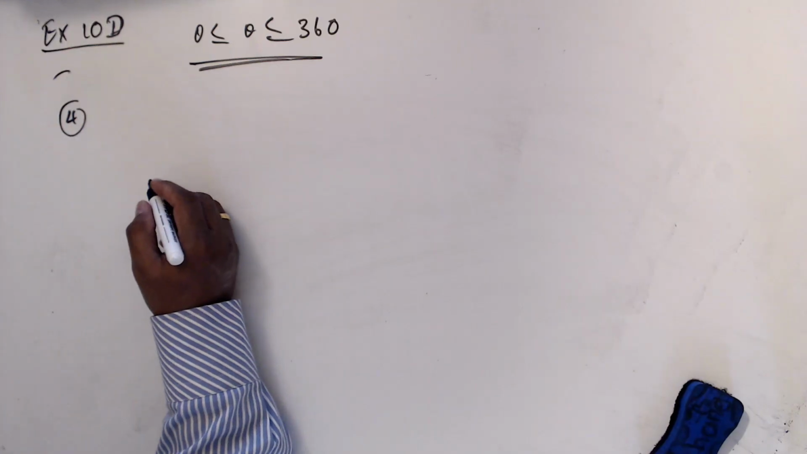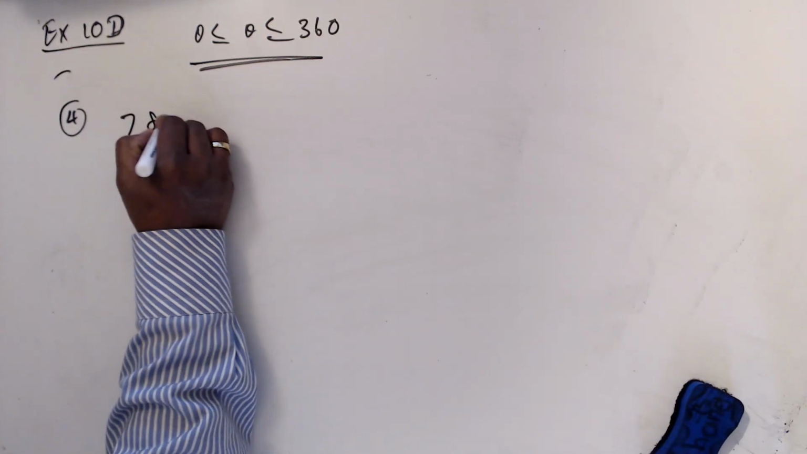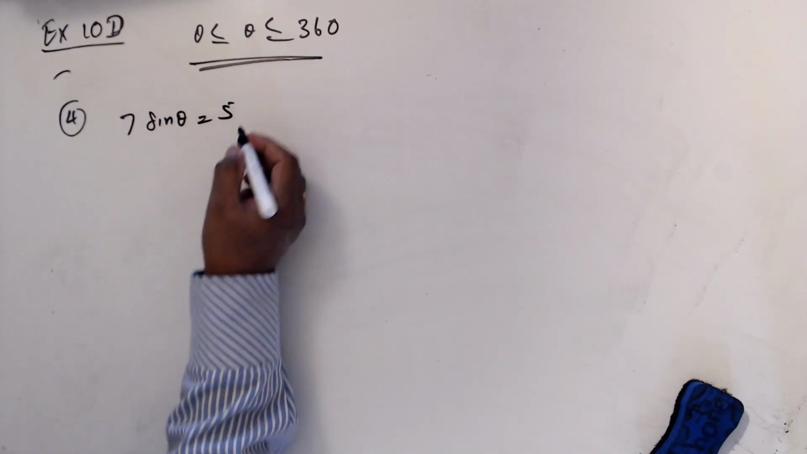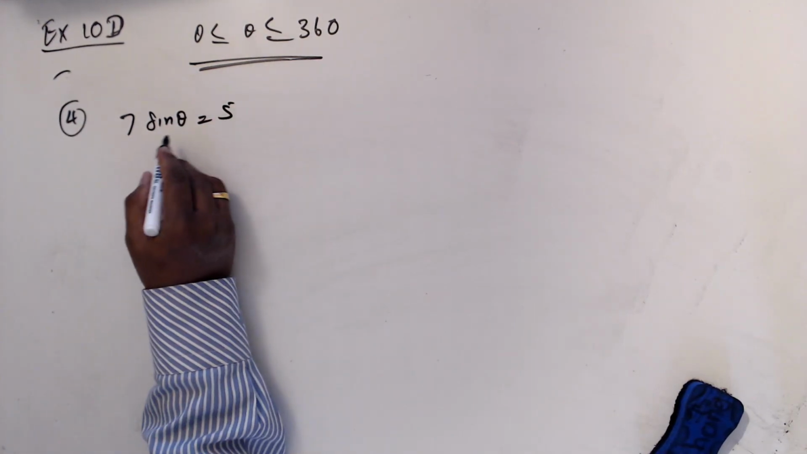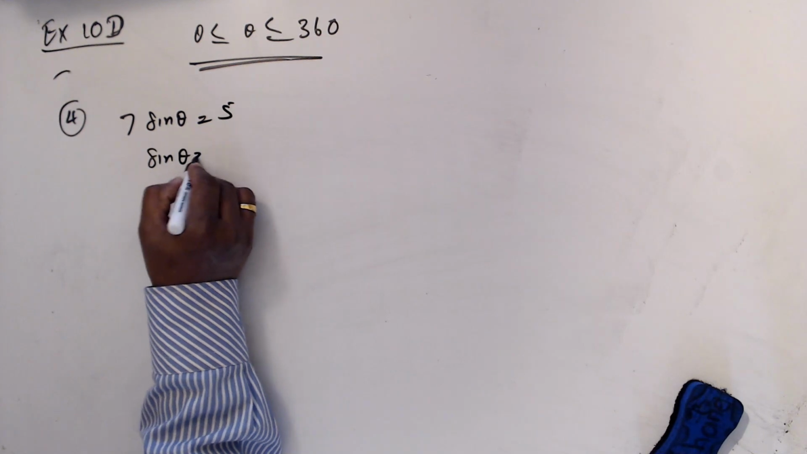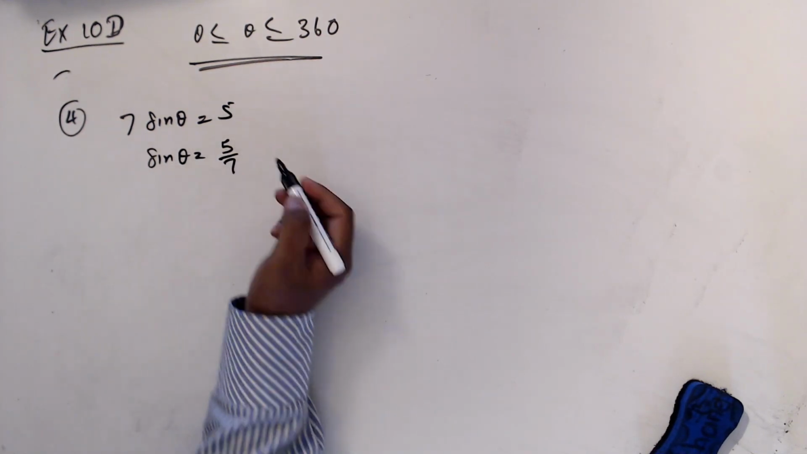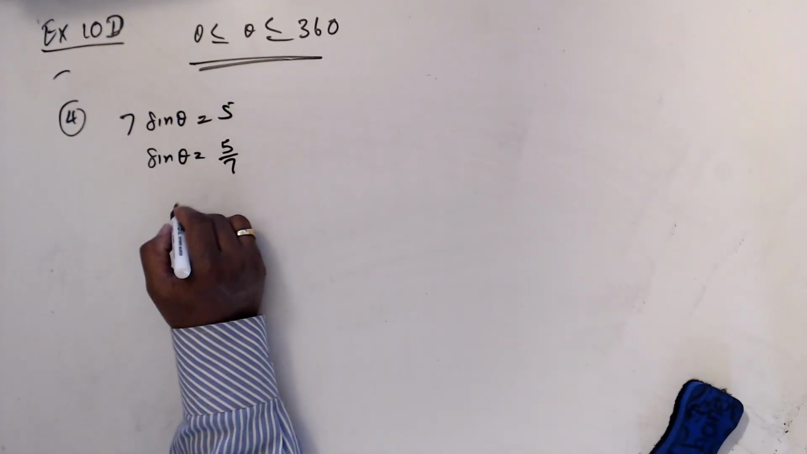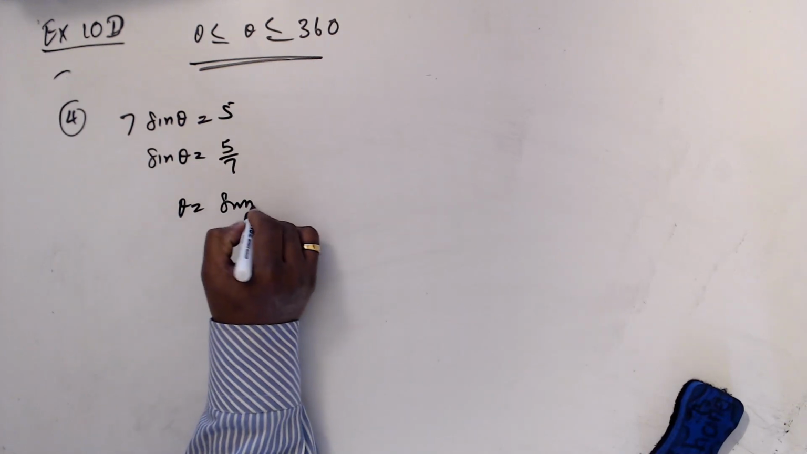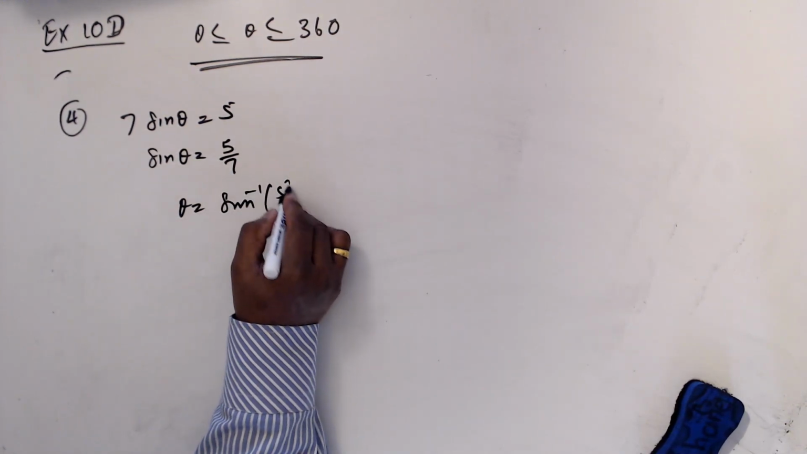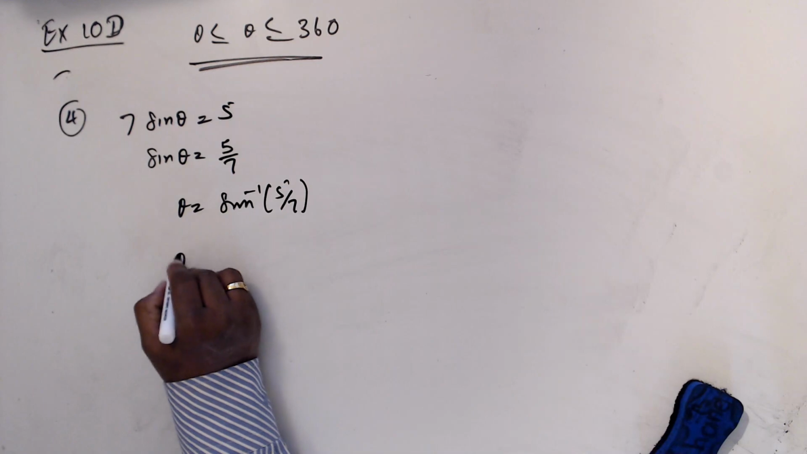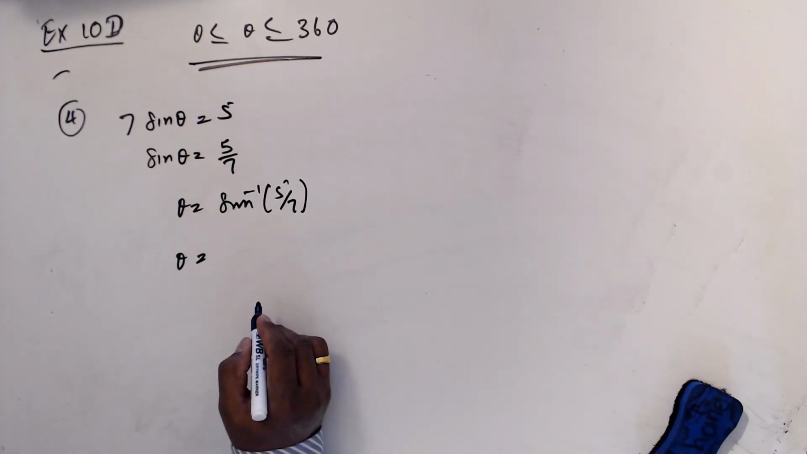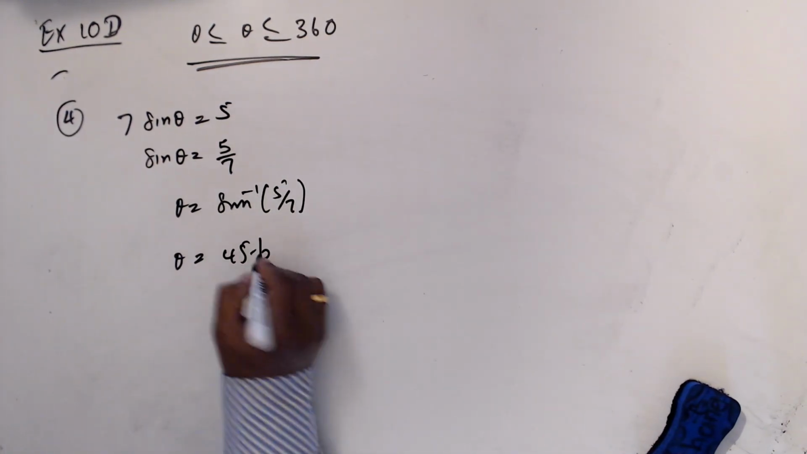Question number 4. 7 sin theta equals 5. Then we have to make sin theta the subject. Sin theta equals 5 over 7 by dividing. Then theta equals sin inverse of 5 over 7. So this value is 45.6.